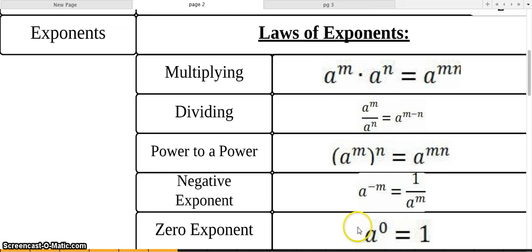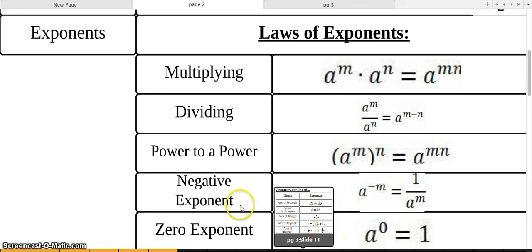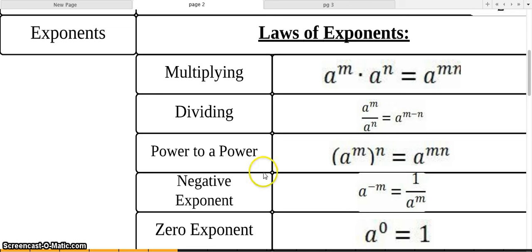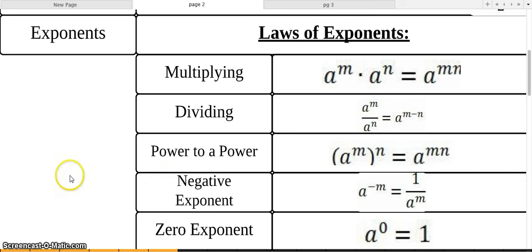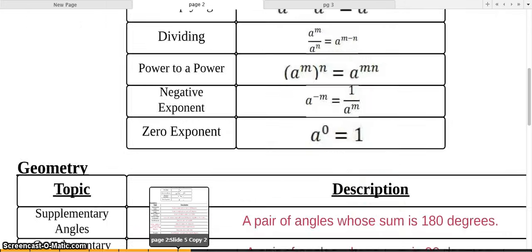And then, of course, a zero exponent. The ACT likes to fool people and put any number to the 0 power on there, and then you want to just make that 1 because that's what it is. Any number to the 0 power. So it doesn't matter how big this a value is. This is going to be equal to 1. All right, next slide.